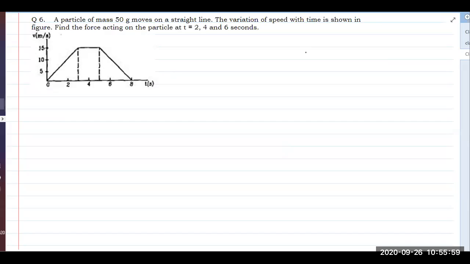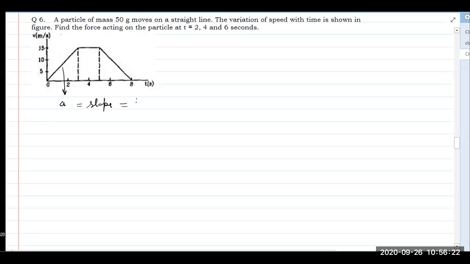Mass is given. So in the velocity time graph, if you look at the slope, the slope will give you the acceleration. So first find the slope, then you get the acceleration by slope, and multiply that acceleration with the mass, you are going to get force. So what will be the slope here? Acceleration is slope, and the slope is how much?